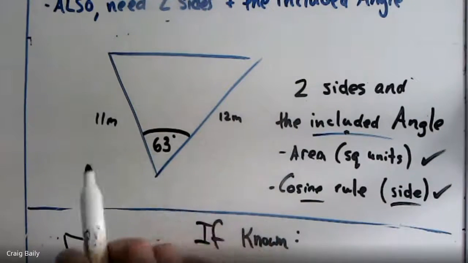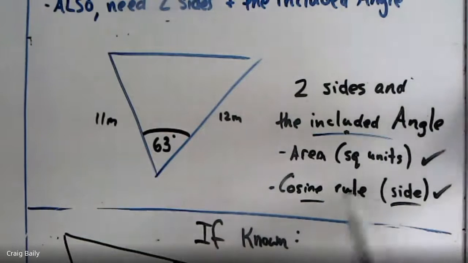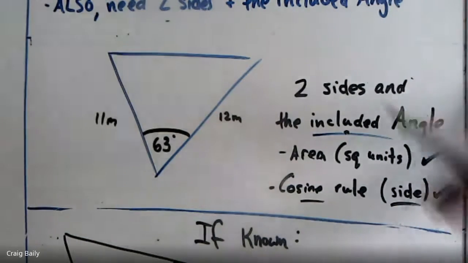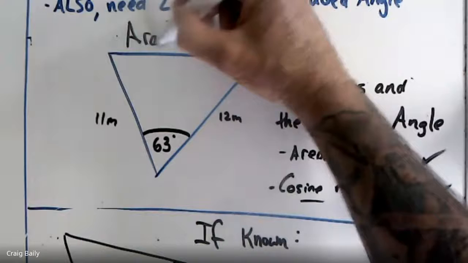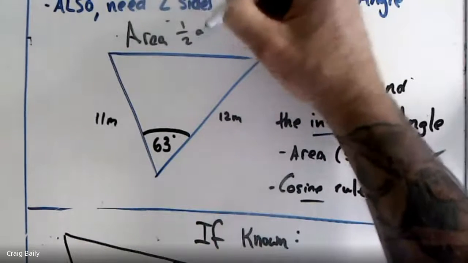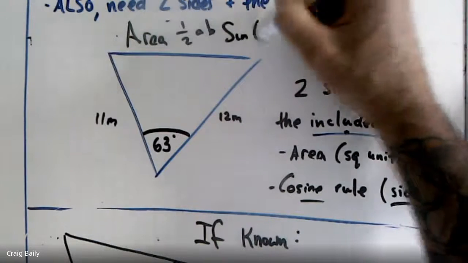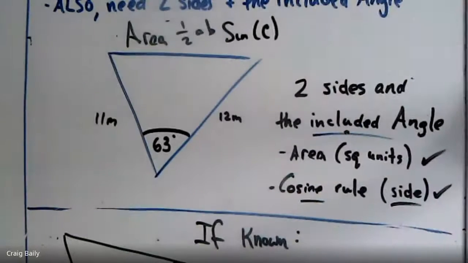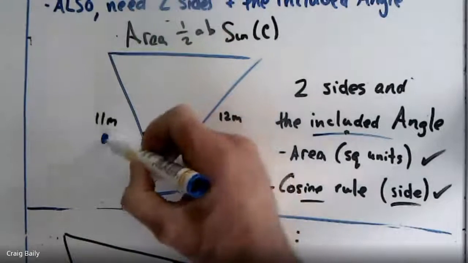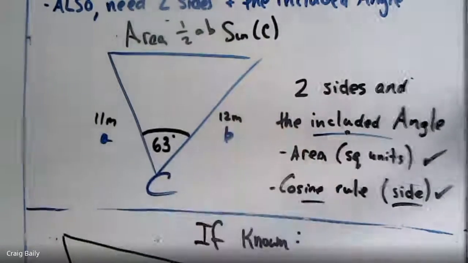And this is the scenario you need to see in order to be able to find the area of the triangle. We should know that the area is 1/2 ab times the sine of angle C. So when you're setting up these triangles, we want to get in the habit of letting this be angle C, that side little a, and that side little b.